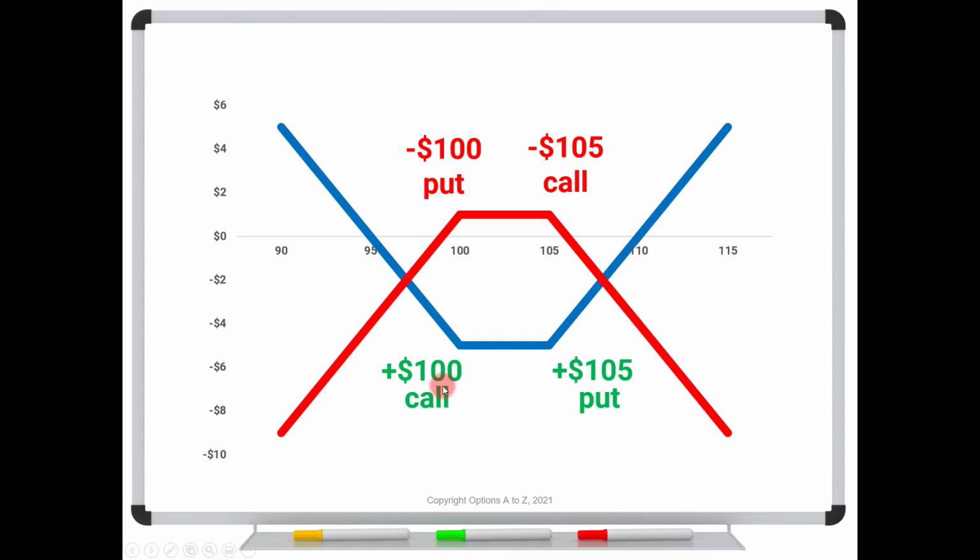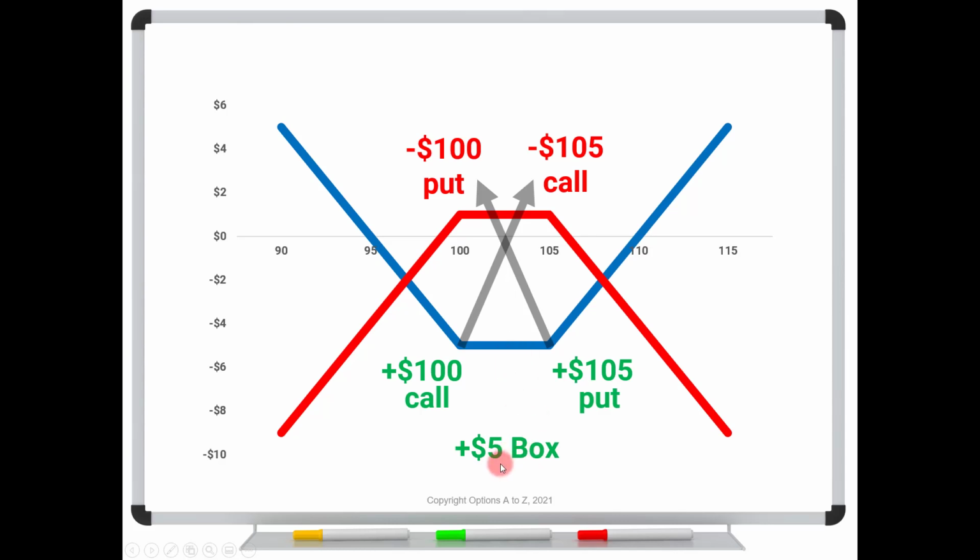pairings now. I can look at the 100 call compared to the short 105 call. Now that's a diagonal spread. It's a long diagonal. And I could look at the long 105 put paired with the short 100 put. That's also a long diagonal spread. Now yes, in this case, because we have the 105 put, a higher strike on the right and the 100 call on the left, we have a box position built in here. We have a $5 box.